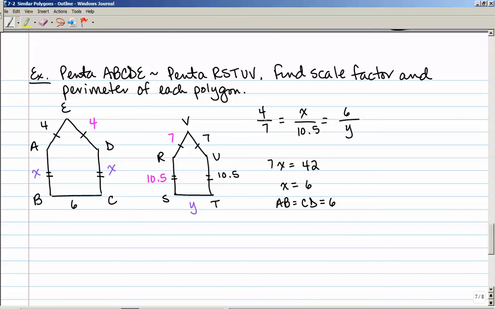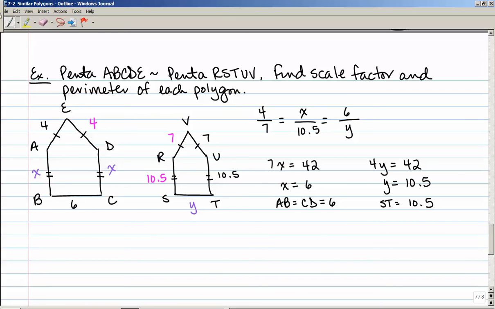And then doing my other proportion, so I'm going to use this 4 over 7 and 6 over y. That gives me 4y equals 42, or y is equal to 10.5. Well, that's kind of crazy. So those sides are congruent to each other. So y corresponded to ST. So ST was 10.5. Okay?